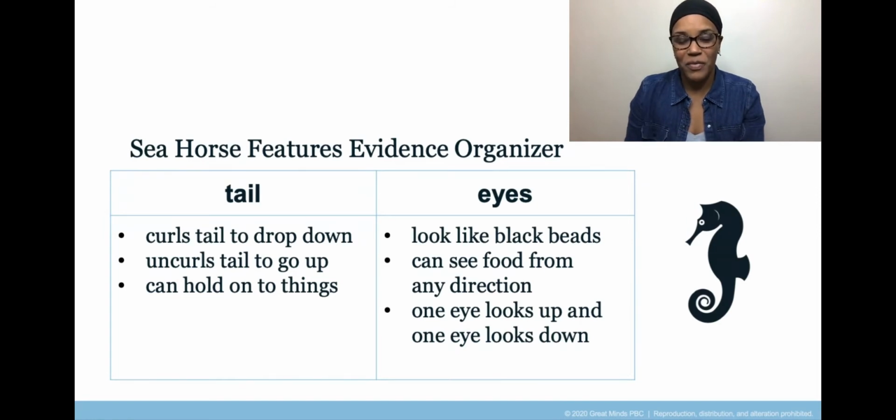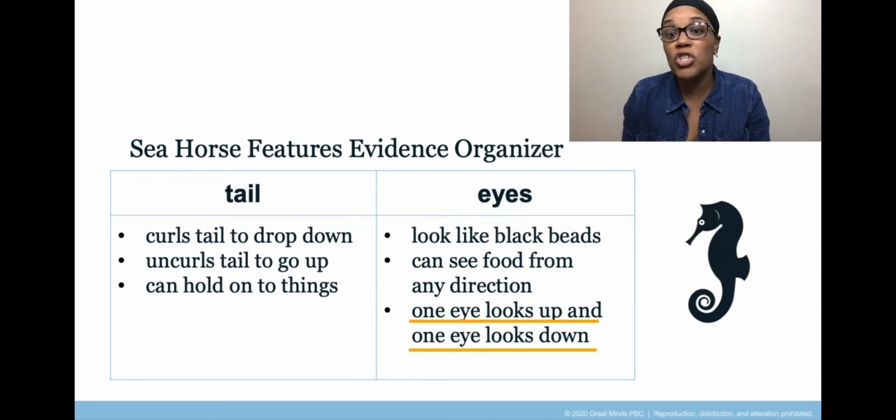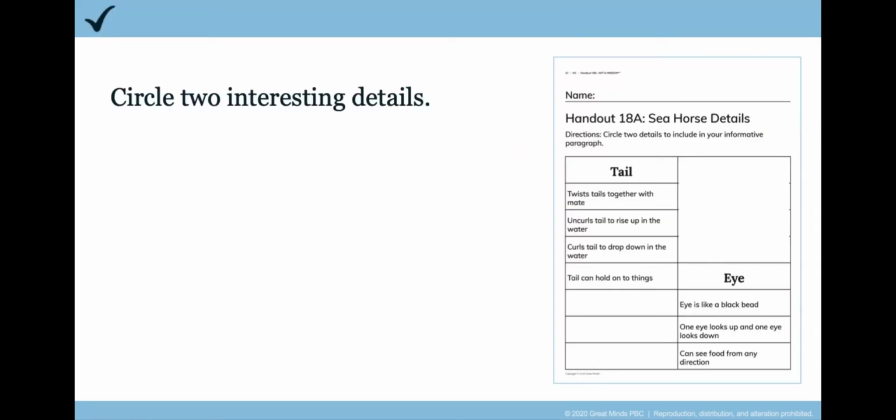Got it? All right. Now, if you've decided you wanted to write about the seahorse's eyes, here are the details you can select from. Look like black beads, can see food from any direction, one eye looks up and one eye looks down. The details I reviewed are also on handout 18A if you have it. We're going to focus on the tail and the eye part of the handout.